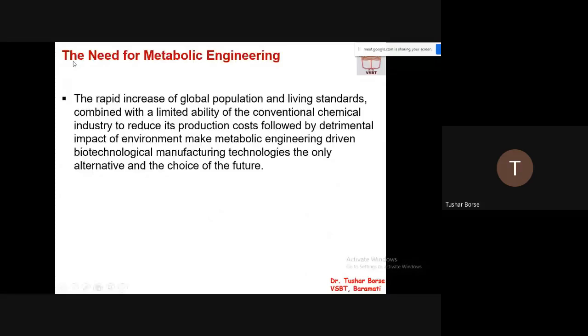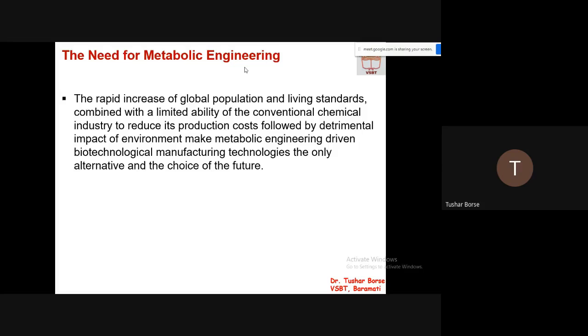So what we try to ask ourselves is: is there really a need for metabolic engineering? Yes, the answer could be yes, because of the global demand. The living standards have varied. And initially I told you that the chemical industry is not sufficient to provide us the required compounds in which you are interested. Maybe if they are simple molecules, you can easily synthesize them, but if you have a very complicated type of molecule, it is very difficult to synthesize chemically. So that is one thing.